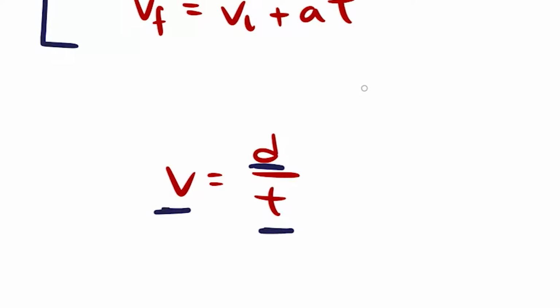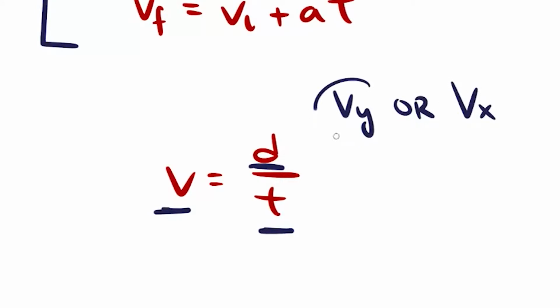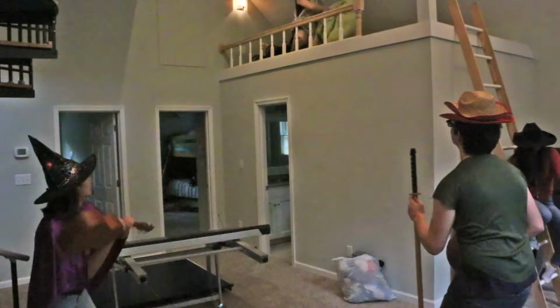Remember that for each equation, only one dimension can be focused on at any given point. For example, if you are looking at the final vertical velocity, you cannot solve the equation with the initial horizontal velocity. Let's see some 2D kinematics in live action.